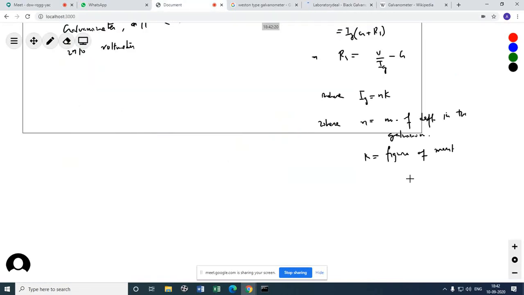Very faintly: 20 microamp per division, and here the scale is 0 to 30, so 30 divisions. So N will be 30. Number of divisions is 30 and K is 20 microamp per division. That means Ig will be 30 into 20, which gives 600 microamp. Clear? That is N into K, the galvanometer current.